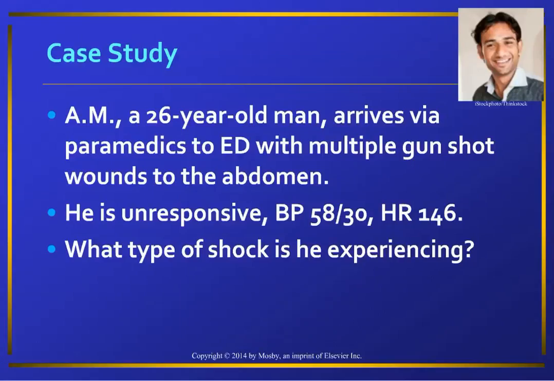In our case study, AM is a 26-year-old man who arrives via paramedics to the emergency department with multiple gunshot wounds to the abdomen. He's unresponsive, his blood pressure is 58/30, his heart rate's 146. What type of shock is he experiencing? It's likely that he's experiencing hypovolemic shock, right? The gunshot wounds caused hemorrhage. Okay, so what other clinical manifestations would you anticipate besides hypotension and tachycardia and unresponsiveness?